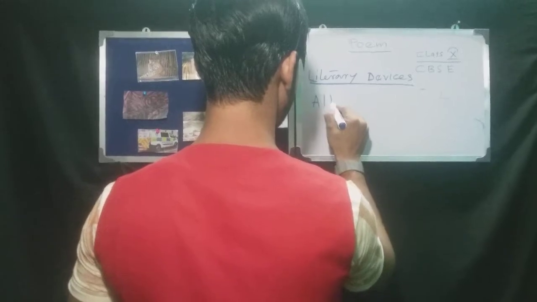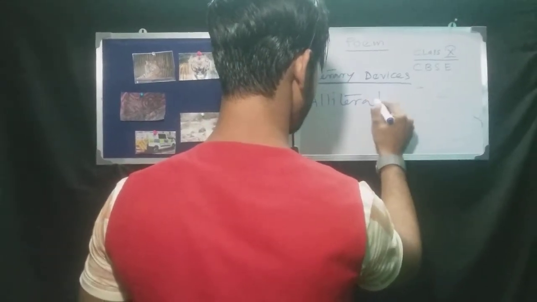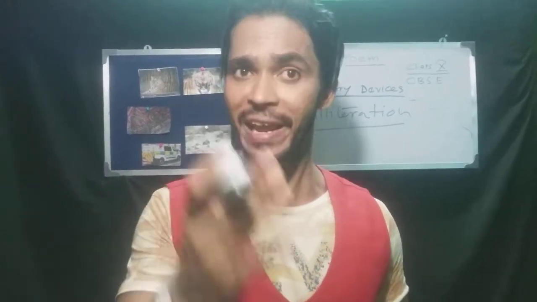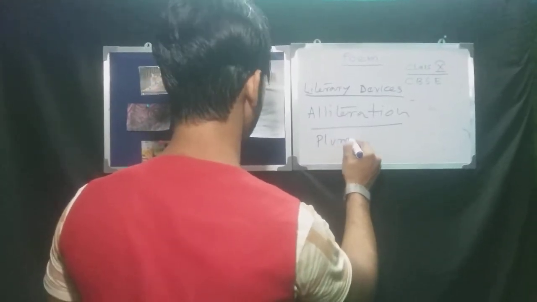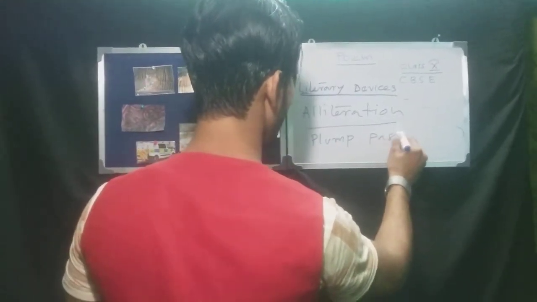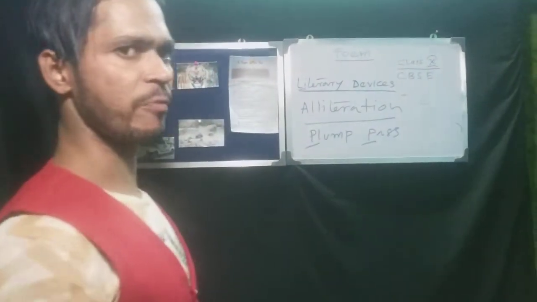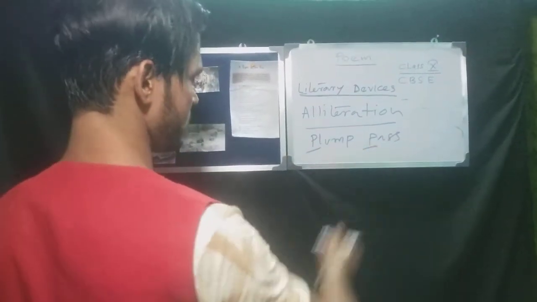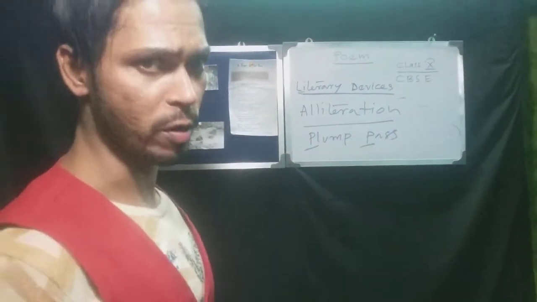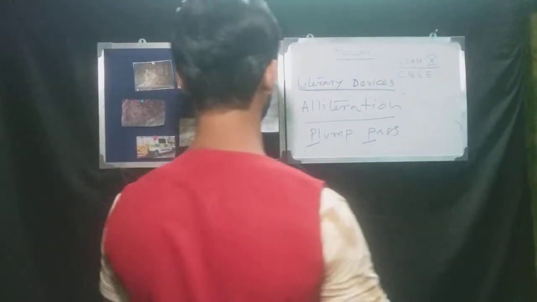Next one is alliteration. Now what is alliteration? Repetition of consonant sounds in the initial of any word. Now see this one. Plump, pass. Here is the repetition of consonant sounds in initial words. Plump, pass.